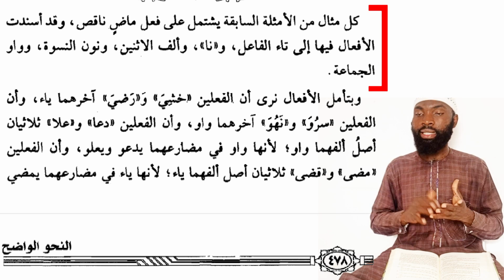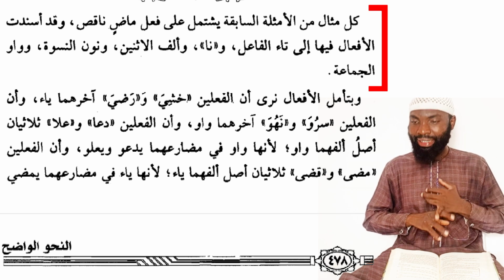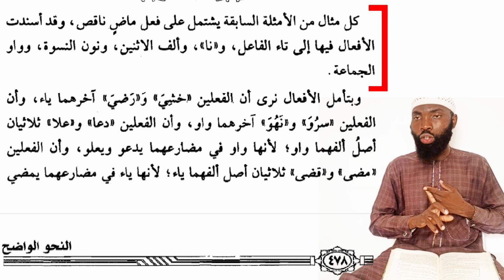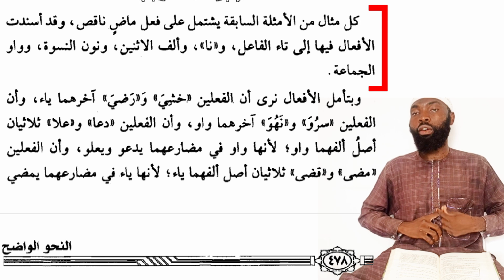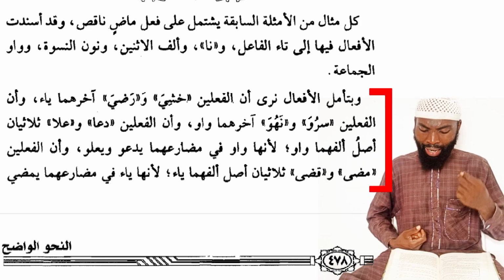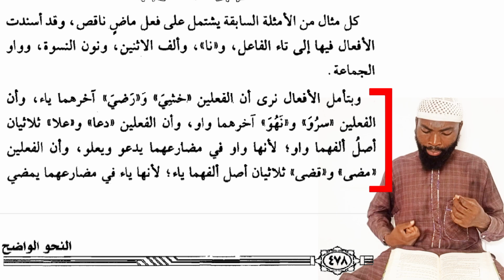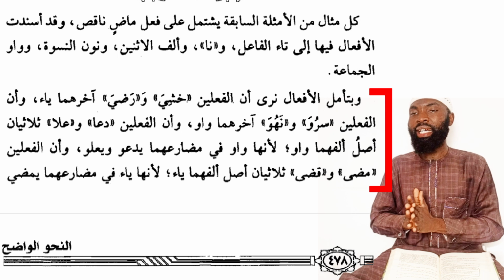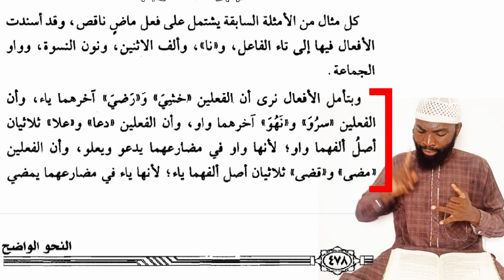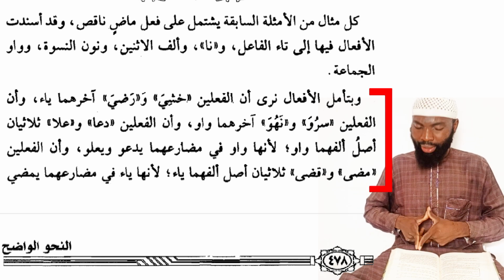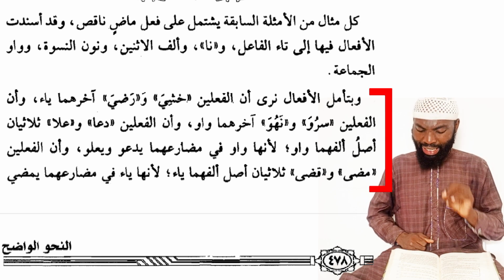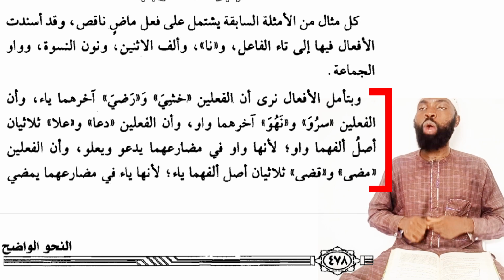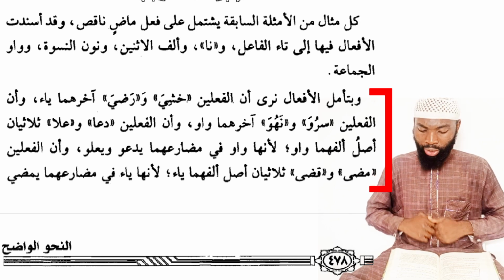And all of these verbs, as you can see, have been attributed to either the ta of the subject, the na, or the alif of two, or the noon of feminism, or the waw al-jama'a, or the waw of pluralism. By studying carefully these verbs, we see that the two verbs خَشِيَ and رَضِيَ end with what? Ya. And also that the two words سَرُوَ and نَهُوَ end with wa. That is for the second example.